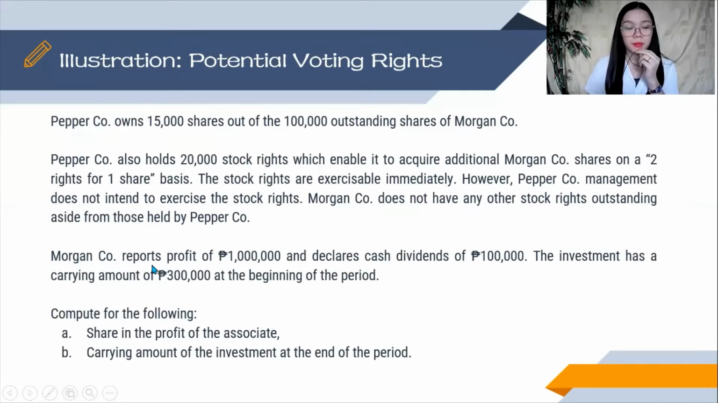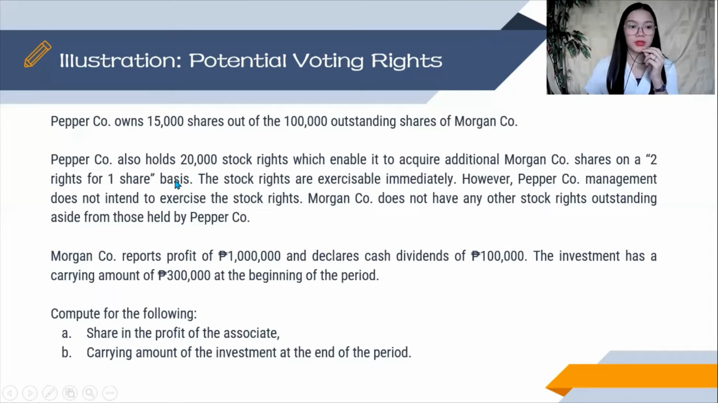Morgan Company reports profit of 1 million pesos and declares cash dividends of 100,000. The investment has a carrying amount of 300,000 at the beginning of the period. Compute for the following: share in the profit of the associate and carrying amount of the investment at the end of reporting period.